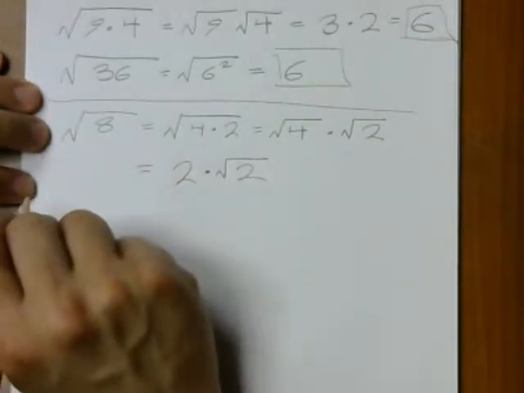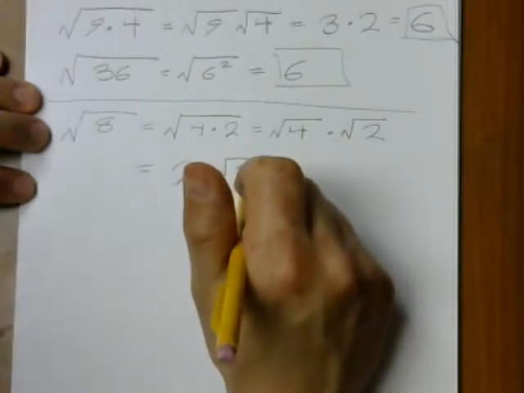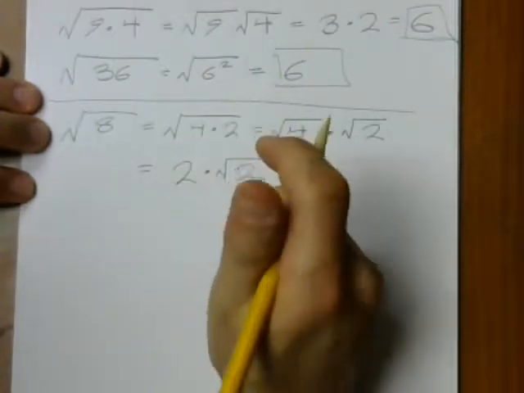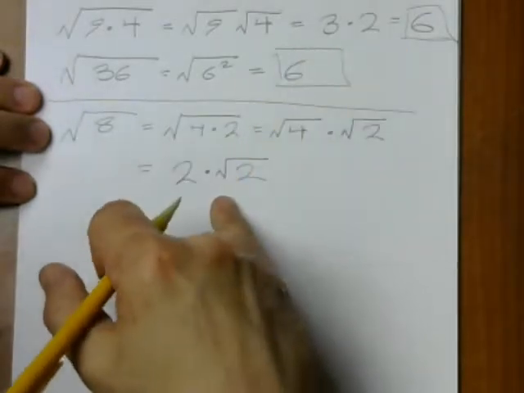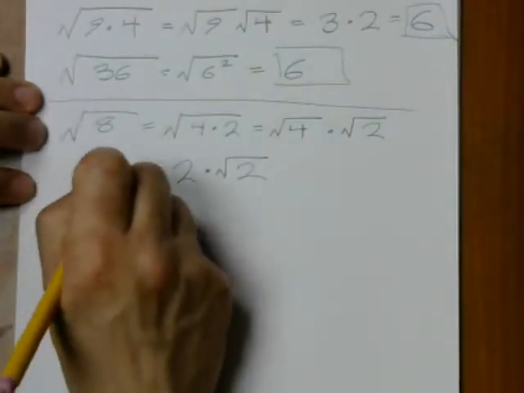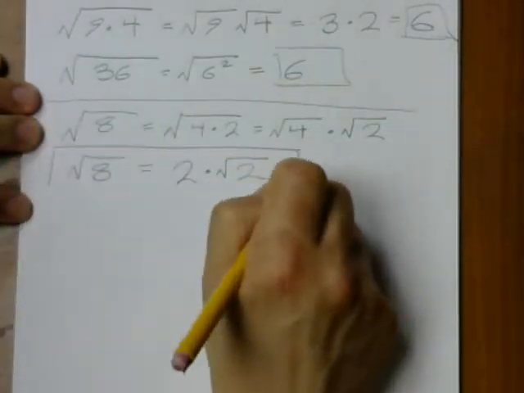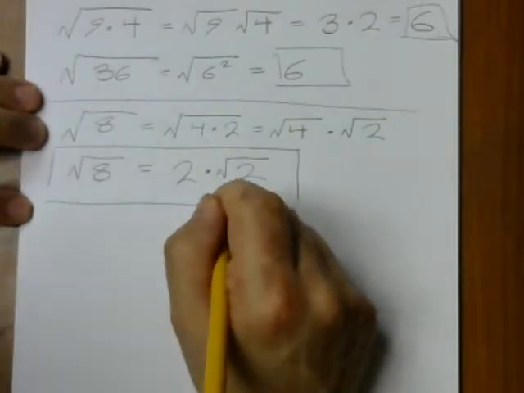I actually can't really get any further than this, because root 2, even though we can approximate it, and we can use this symbol to indicate the exact value, there's no sort of simple way I could just magically turn this into a whole number. The problem's done. Root 8 happens to be equal to 2 times root 2.